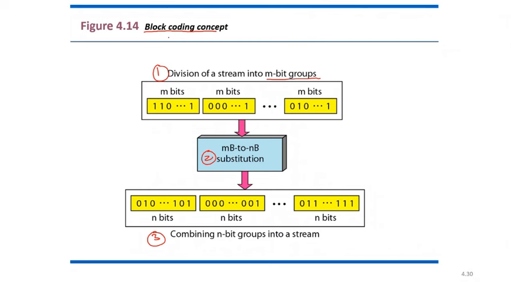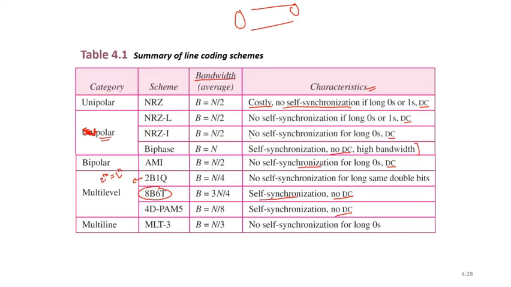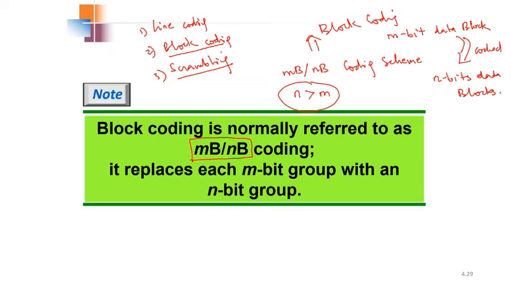Why is it required? Suppose we are having the NRZ-I scheme. The NRZ-I scheme does not have synchronization. No synchronization is there. Also, there is a DC problem. So we can't use NRZ-I practically because it has these disadvantages. To remove these disadvantages, we do the block coding.